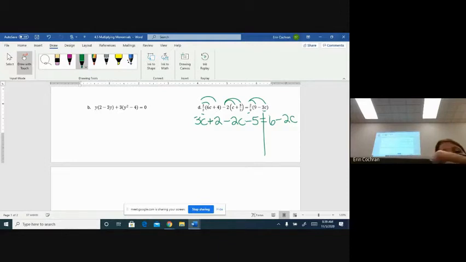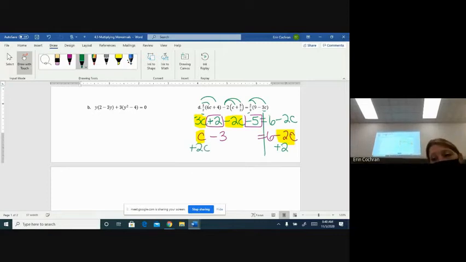Okay, now do we have like terms on the same side? Yeah. What is 3c minus 2c? c. What is a positive 2 and a negative 5? Negative 3, good. And then we have that 6 minus 2c. Now we still need to combine this c and this c. But now, are they on the same side? No. So do you want to move the regular c or the negative c? Negative. And how would I move a negative c to the other side? I would add it. Good.